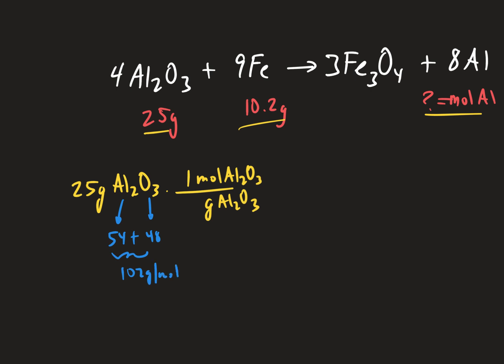So that 102 goes right there. So we can change colors. And grams of aluminum oxide go away. Now we're at moles of aluminum oxide. That's not what we're looking for. We're looking for moles of aluminum. So we keep going. What goes on the bottom? Moles of aluminum oxide. So they cancel. You with me? Any questions so far?